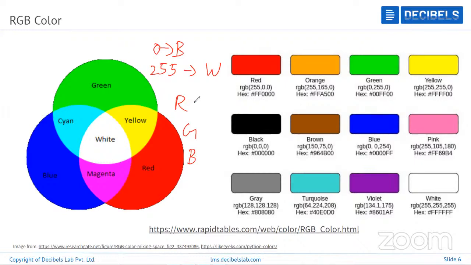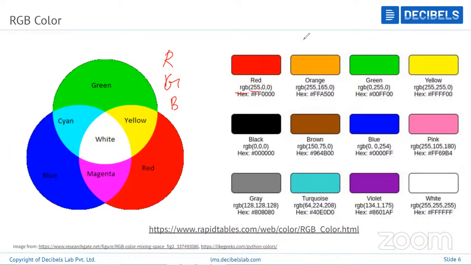In terms of red, if it is completely red, we would represent 255. If there is no red, it would be 0. The same applies to green: 255 for green and 0 for no green. Now, based on these red, green, and blue individual values, we get different colors. So this is RGB. For red, 255 would be represented.